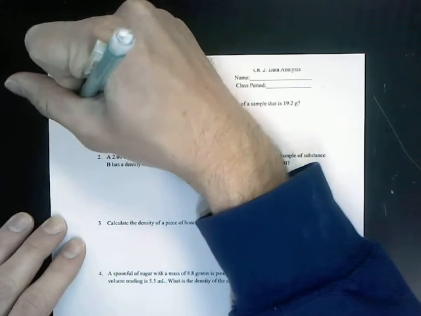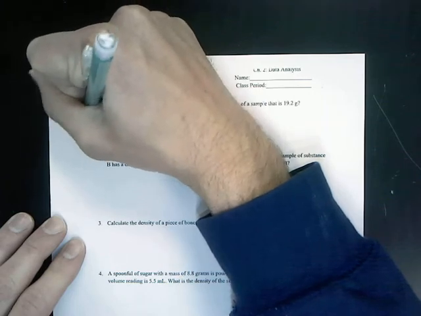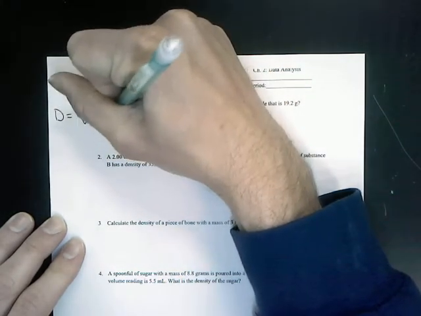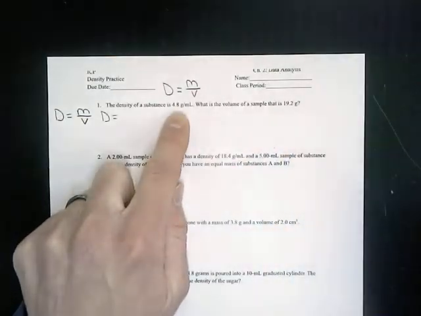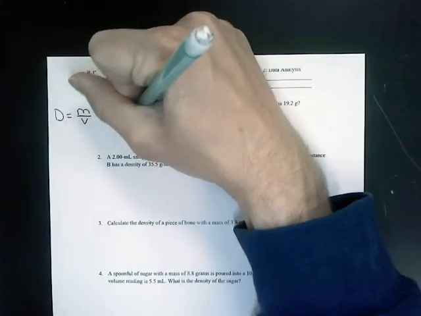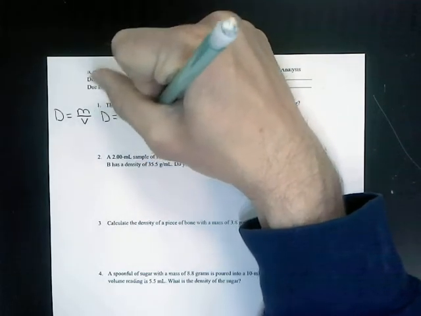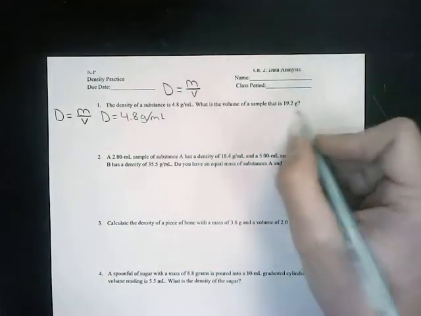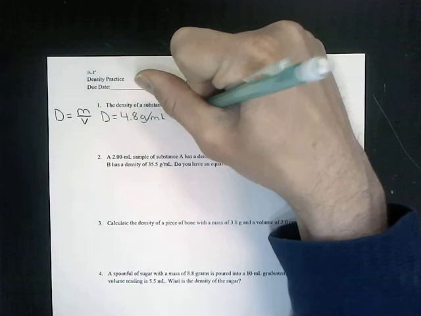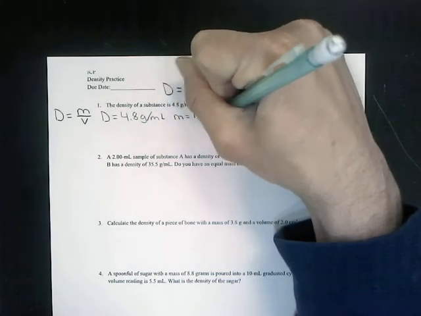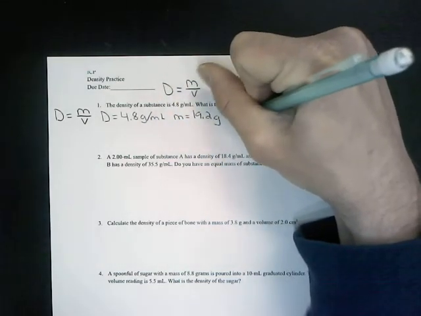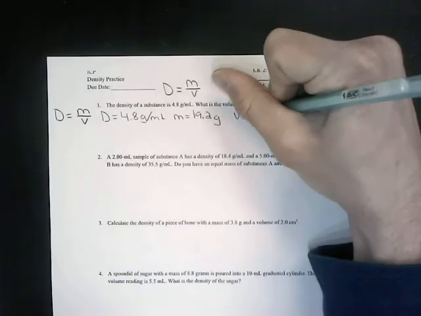So again, we always start out with our formula. So D for density equals M for mass divided by volume. Our D for density is given in this problem at 4.8 grams per milliliter. And our mass is also given at 19.2 grams. So our mass equals 19.2 grams. And then our V for volume is what we're trying to solve for. That is our question mark.